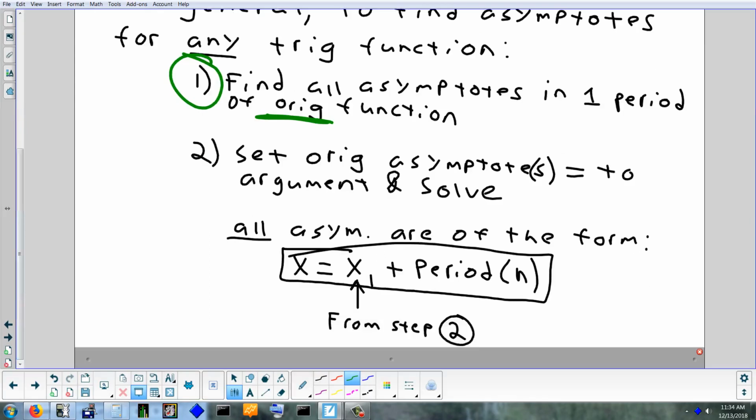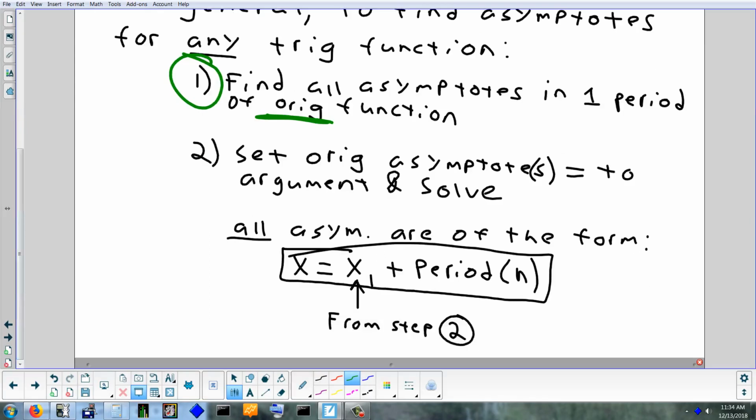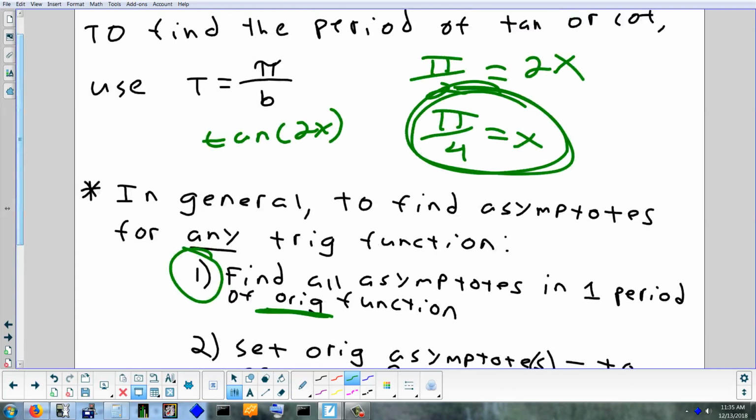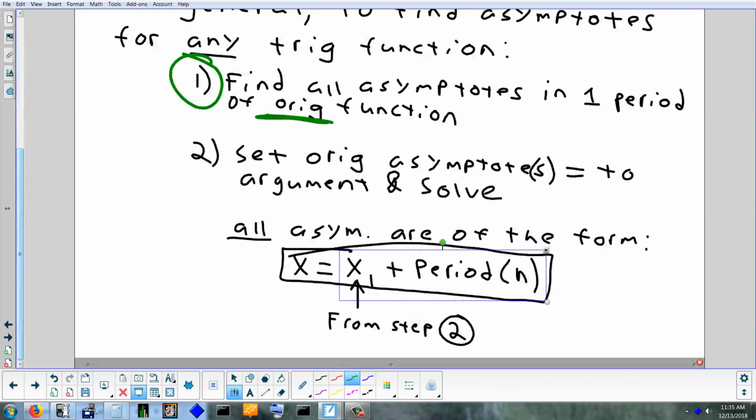So if you want to write down, in general, what are all the asymptotes, which I will ask you for on the test, all you have to do is find one of them. That's what I tried to show you right here. Find one of them, and then add this on the end of it, plus the period times n. Because what you're saying is you're going to get an asymptote, plus one period later, 2 periods later, 3 periods later, 4 periods later. You just have to know what the period is. So you might have an answer like this.